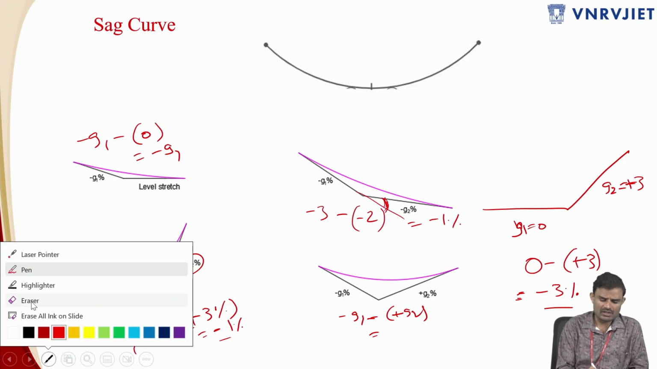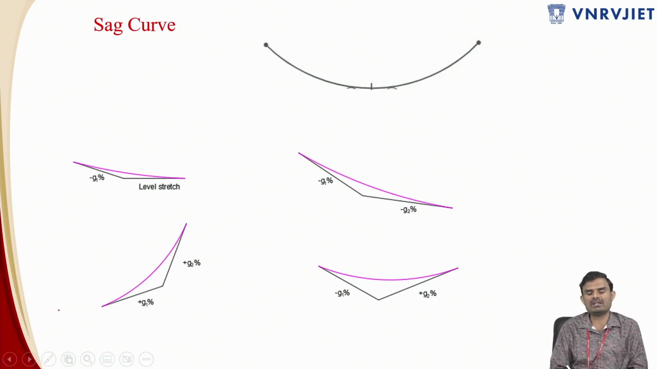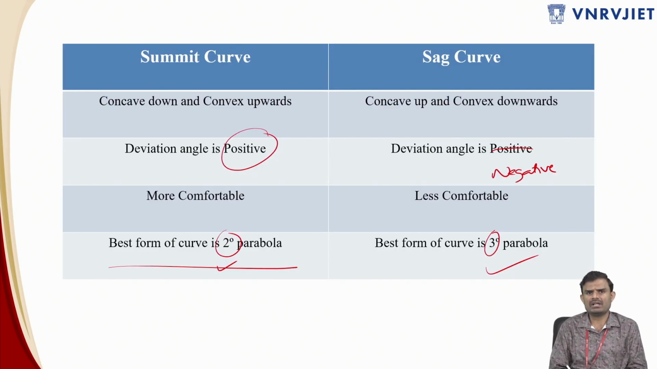Because you have to calculate what is the deviation angle. If it is coming out to be positive, that is a summit curve. If it is coming out to be negative, that is a sag curve. Summit curve is positive and sag curve is negative.